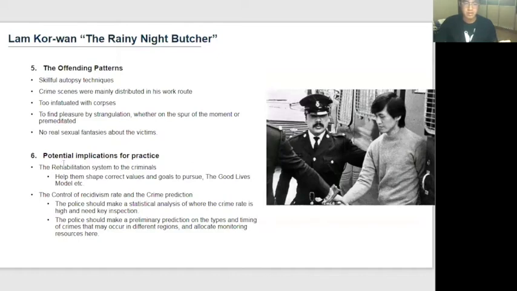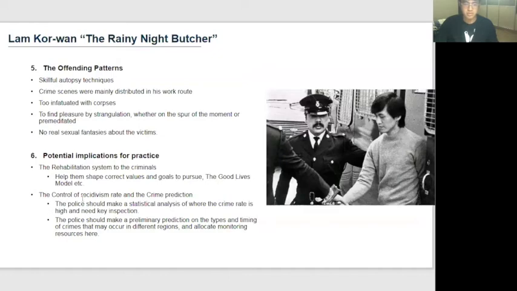We can also learn some potential implications for practice from these cases. As we know, Lam had an incomplete childhood, which shows as a tragedy to Lam. So I think some models, such as the good life model, can help them shape the correct values and goals to pursue. So we can help them to readjust to normal life more quickly.